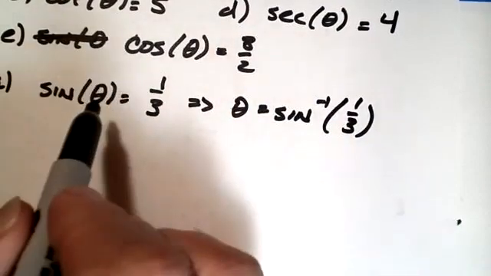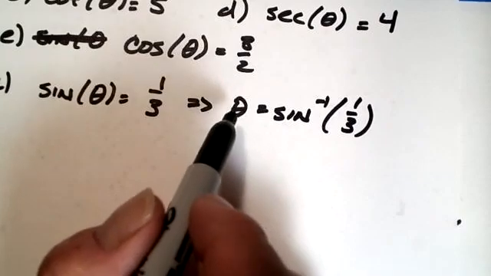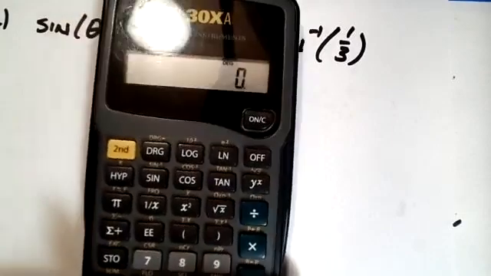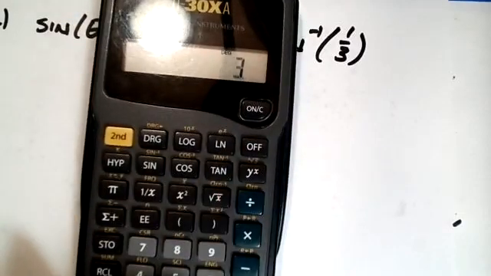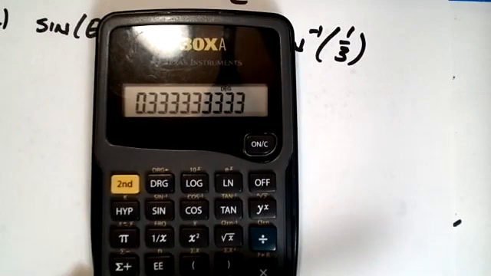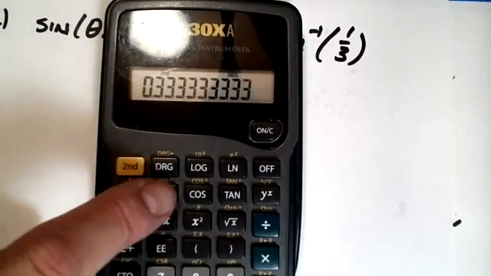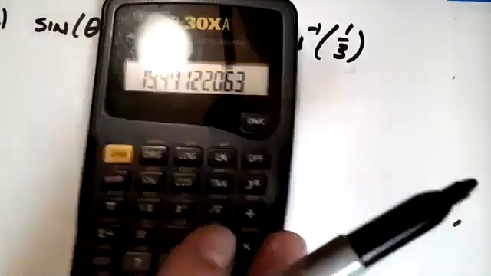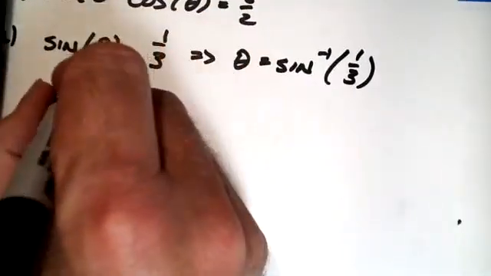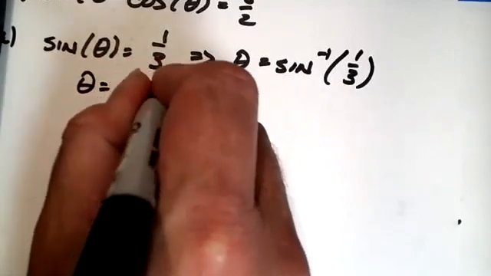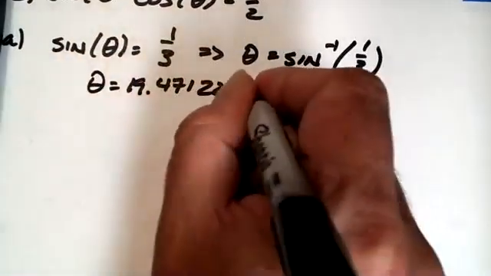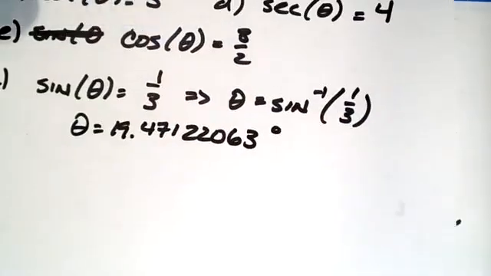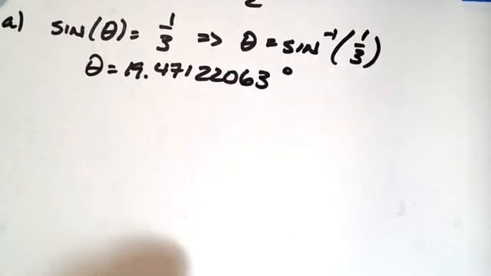This is a solution. There are many, many values of theta that will do this, but this is the one that we're being asked to find. So let's try that. 1 divided by 3, so I got 0.333 repeating, and then I'm going to take the inverse sine of that function. Now this is in degree mode, so that's a decimal degree. So theta is equal to 19.47122063, etc. degrees. And like I said, we haven't really figured out how to round things off yet.